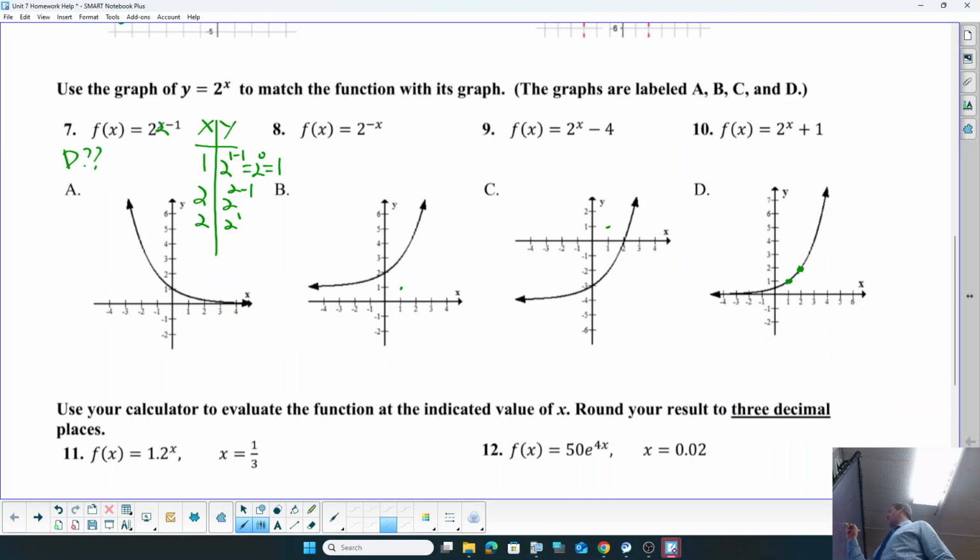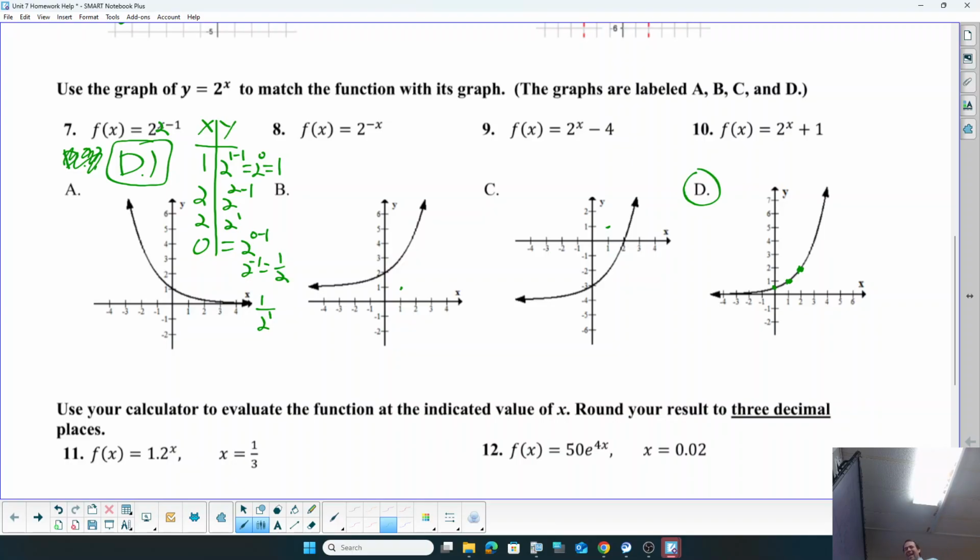Well, if you plug a 0 in, you get 2 to the 0 minus 1, and so that's going to just be 2 to the -1, which, flip it, is a half, because that's 1 over 2 to the positive 1. So 0.5. Yep, looks like number 7 is D.